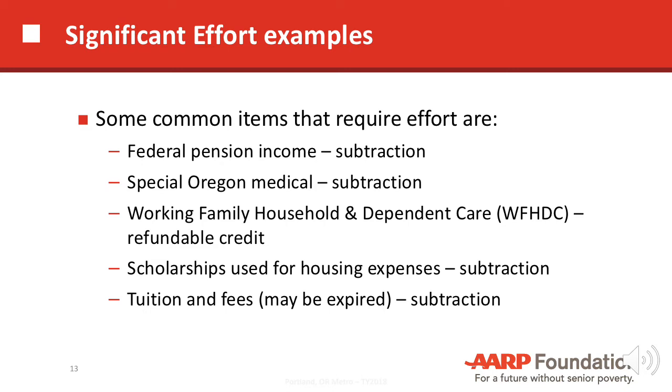Next, we'll talk about some examples of items that require more significant effort. If the taxpayer has a federal pension income, they may qualify for the federal pension income subtraction. And if they have medical expenses, they may qualify for the special Oregon medical subtraction even if they don't itemize their medical expenses on the federal level. If the taxpayers made payments for dependent care and they meet other criteria, they may qualify for the Working Family Household and Dependent Care Credit.